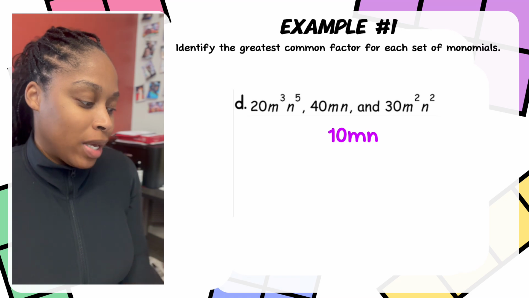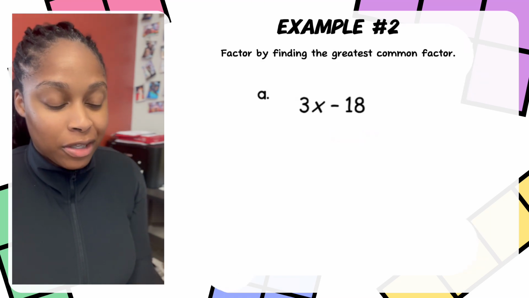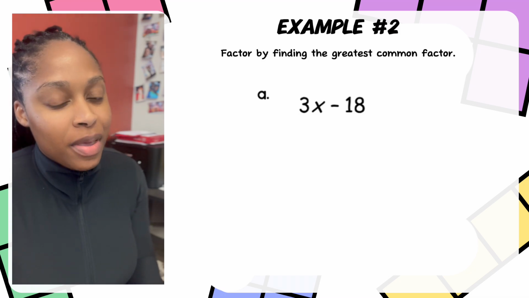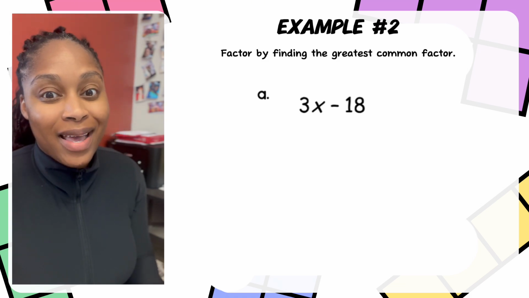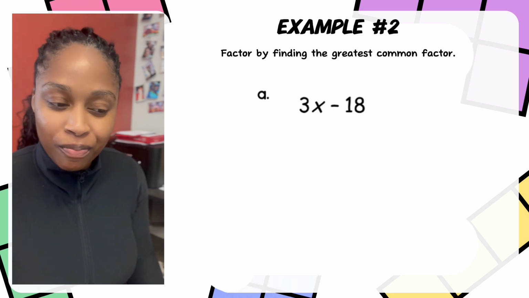All right, so moving on to example number 2. We want to factor by finding the greatest common factor. So this one is a little bit different, but if you are feeling comfortable with factoring the monomials, this one shouldn't be that bad. So we're going to be factoring these polynomial expressions by taking out the GCF. So we're going to be doing the opposite of distribution, okay?